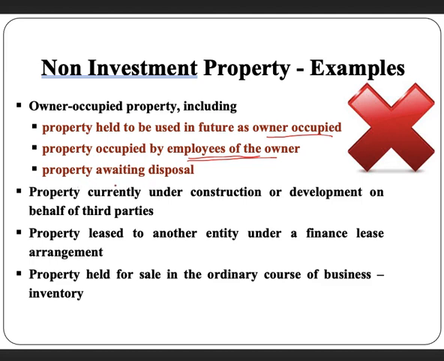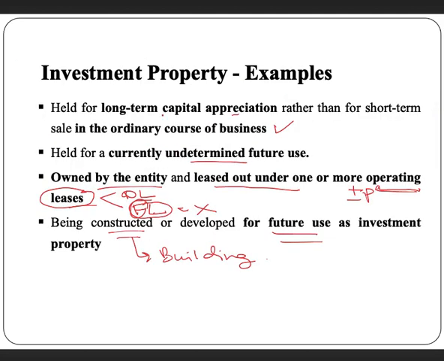Okay, property awaiting disposal, non-current asset held for sale. So this one is covered under, if I'm not mistaken, MFRS 5. Okay, this is not IP. Property currently under construction on behalf of third parties. Okay, you are a developer and you are building the property for another person. So that's not IP. Property leased to another entity under finance lease. This is the one that I mentioned just now. You can only recognize the property as an IP if it is leased out under operating lease, not finance. Property held for sale in the ordinary course of business. This is clear. This is inventory. This is not IP.